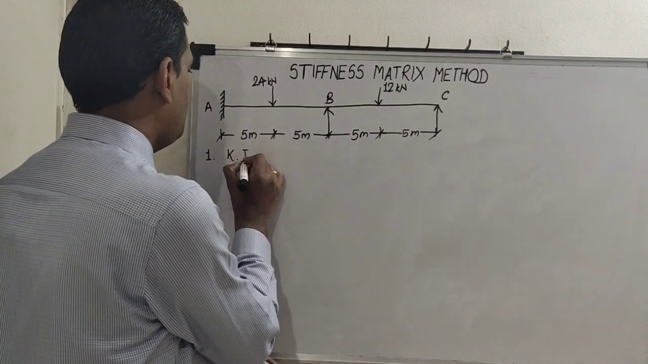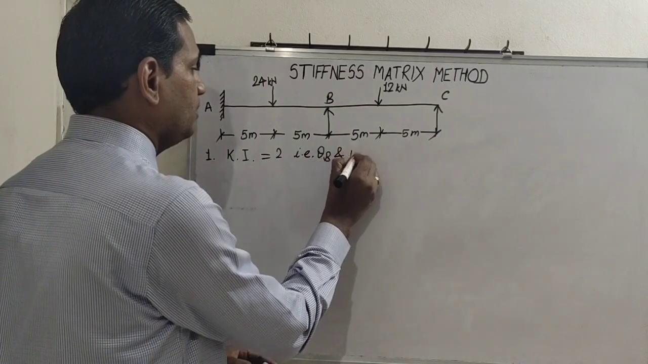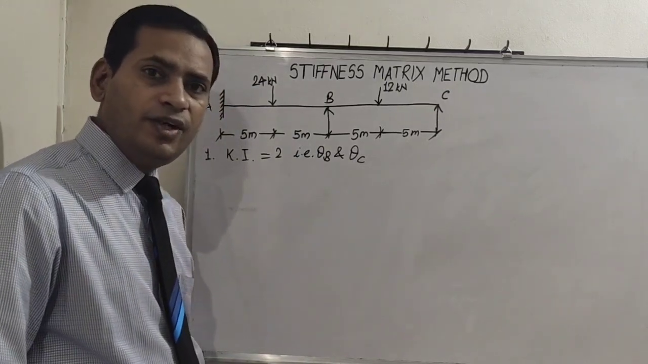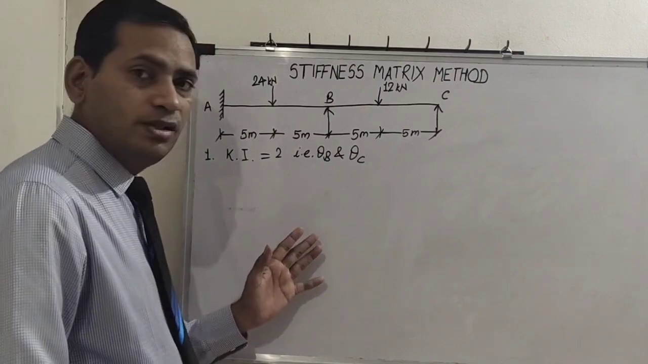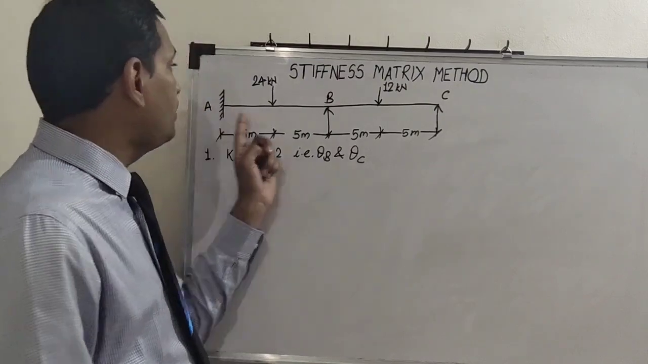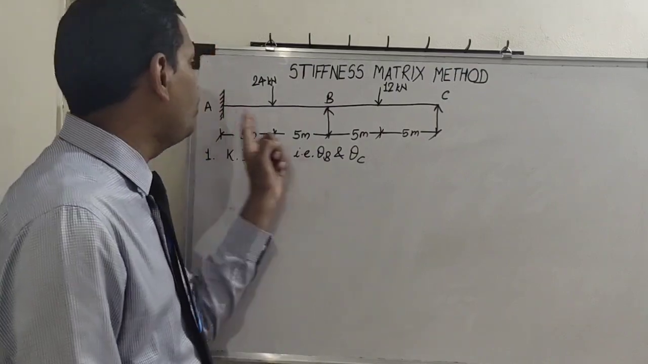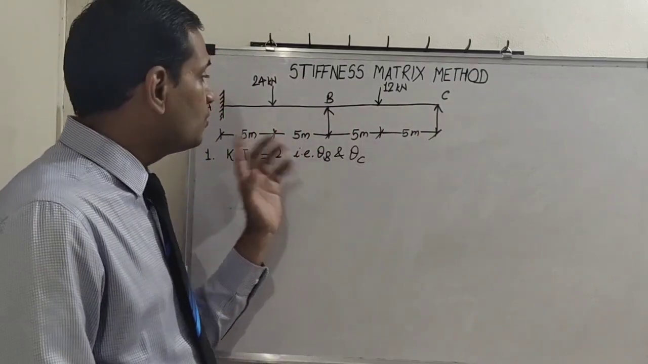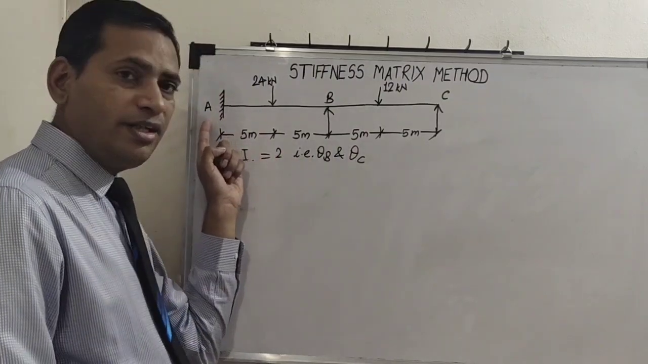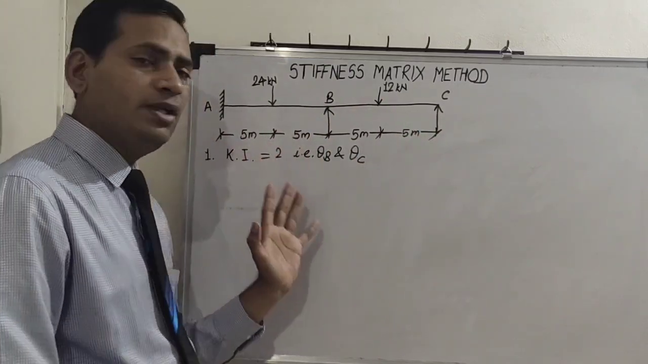Ki value here will be 2, that is theta B and theta C, because we know kinematic indeterminacy is nothing but degree of freedom, and degree of freedom is 3 per joint for a beam or a frame joint. So there are 3 joints, so at each joint there will be 3 degrees of freedom. So 3 into 3, 9, A, B, C. So 9 minus, you have to now subtract number of reactions. So 3 are here, 1 is here, another is here. So in all 5 reactions. So 9 minus 5 is 4.